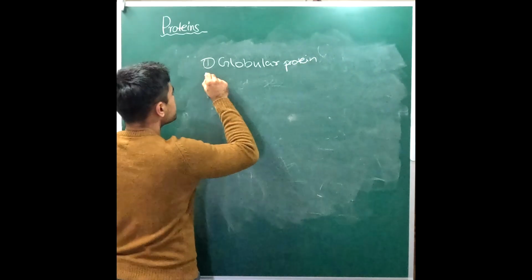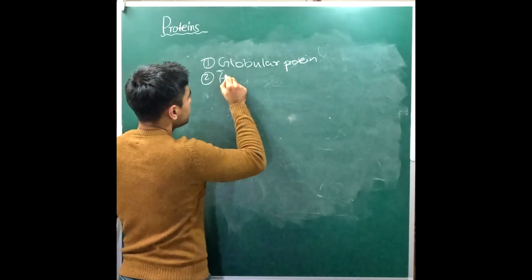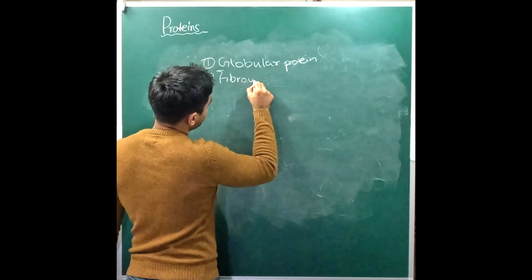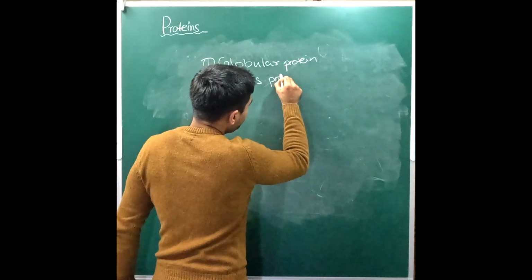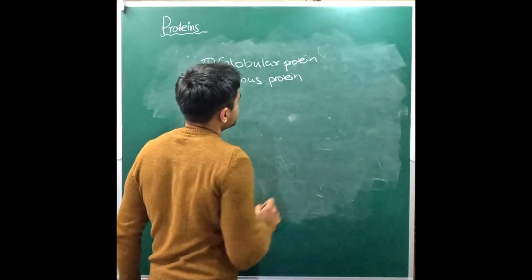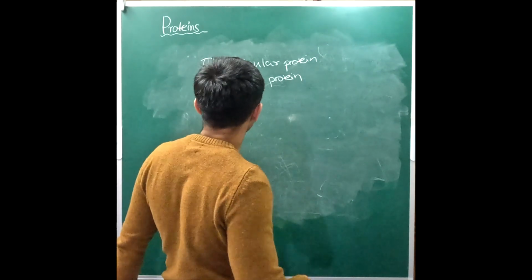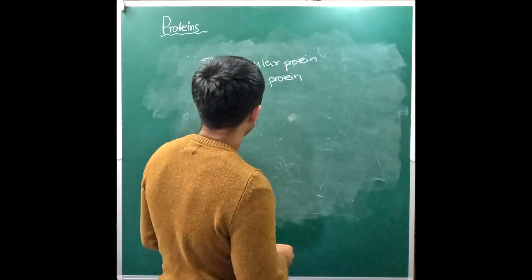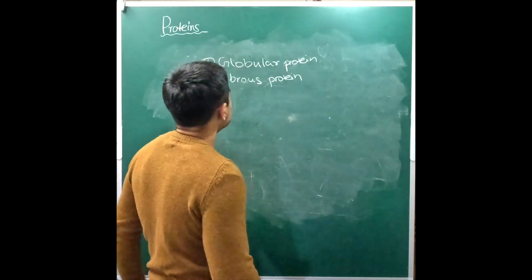The second type of protein you can have is a fibrous protein. Now, most people will just tell you definitions, tell you to memorize them. I'm not going to tell you that right now. I will eventually, but not right now. What I want you to do is look at the words.